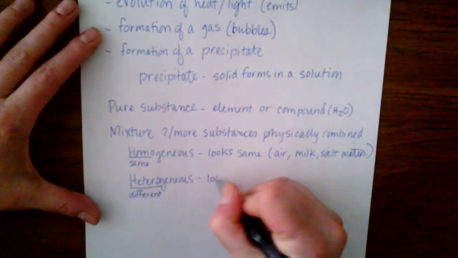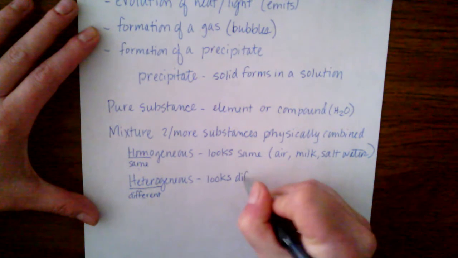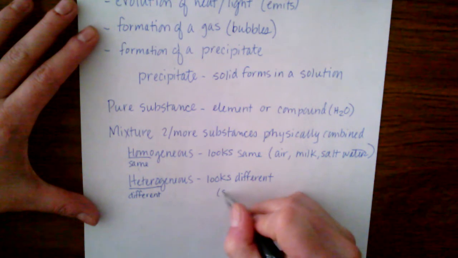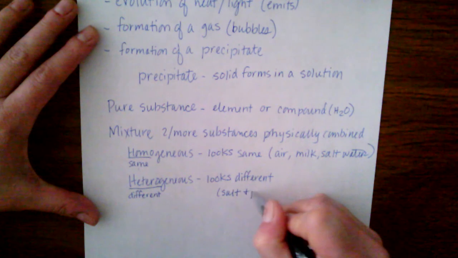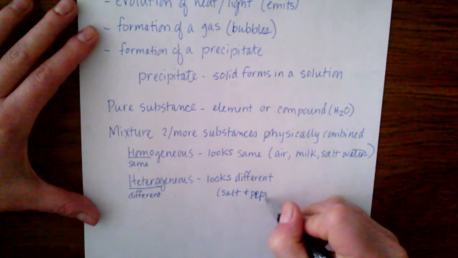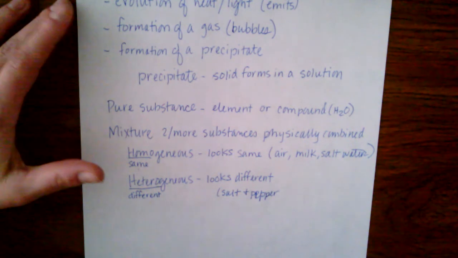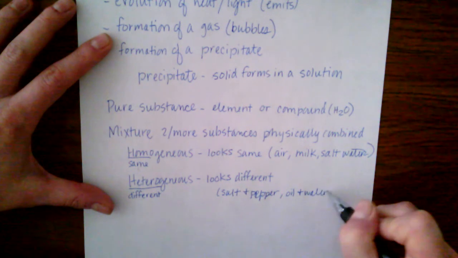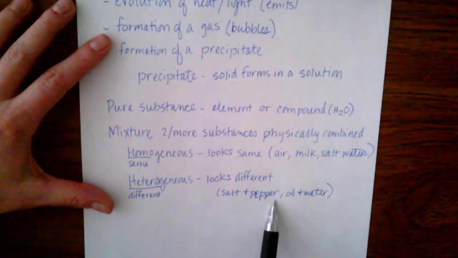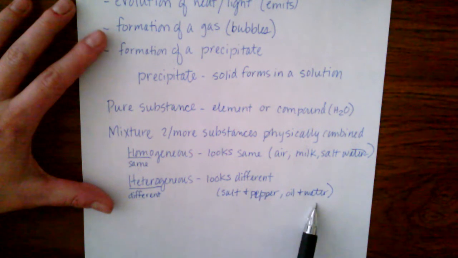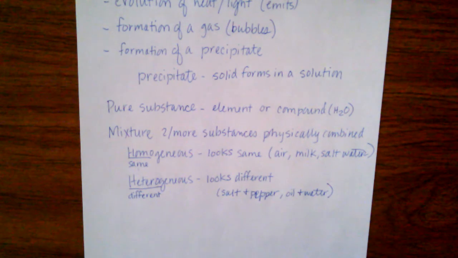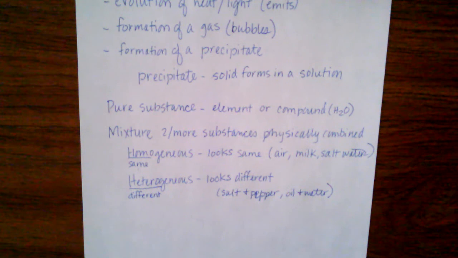Heterogeneous looks different. So you can pick out the different pieces of it. This would be like if you mix salt and pepper. It could be oil and water. So you can look at it and see the salt, you can see the pepper, you can see the oil, you can see the water. If you're mixing up chocolate chip cookies, you can tell the chocolate chips from the batter. So that would be a heterogeneous mixture. You can tell the difference between them.